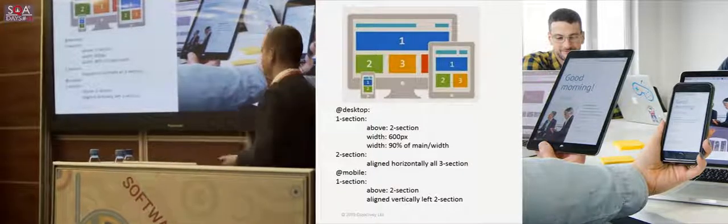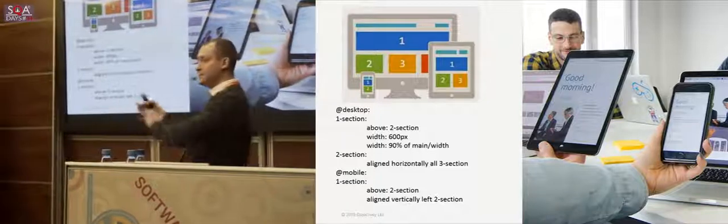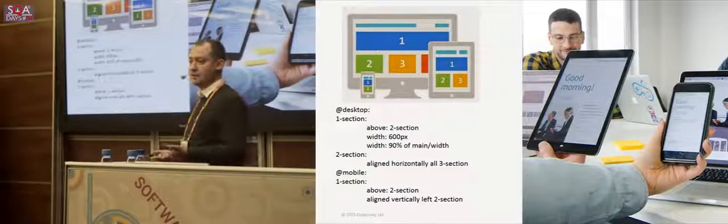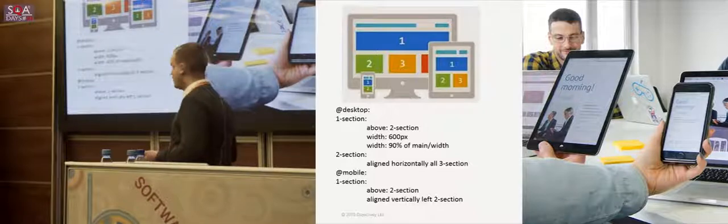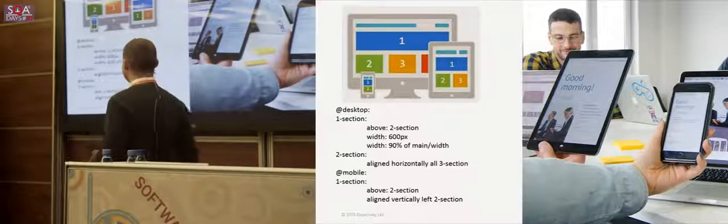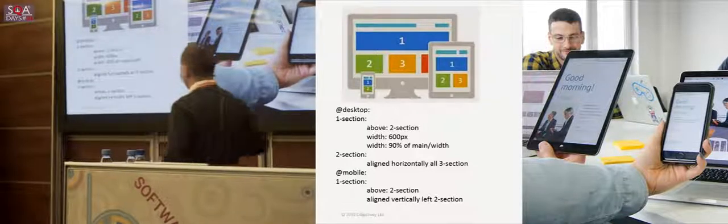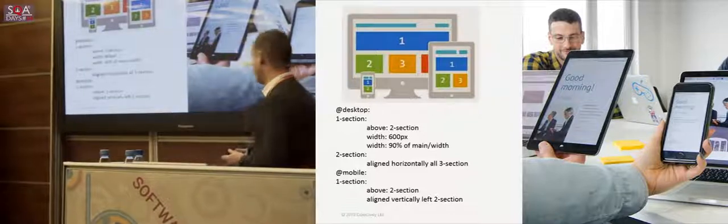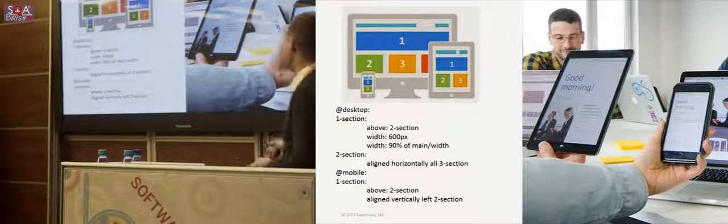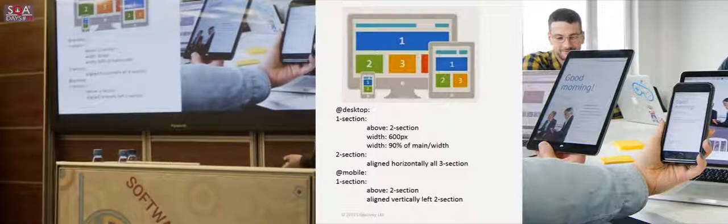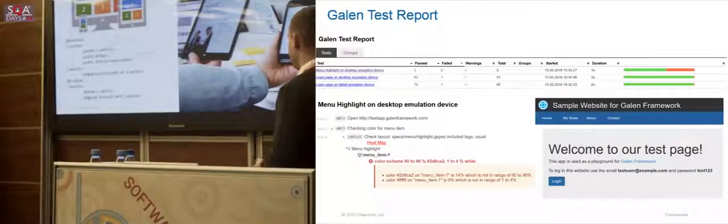But on mobile, the visibility of this will be different because of the responsiveness of the page. So here, for example, the first section is above the second section, aligned vertically, but left of the second section. So this is another way we can compare and use visual testing here.